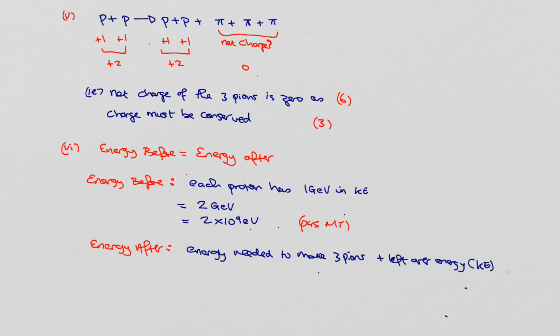So what we're looking for in this question is the combined kinetic energy of the particles after the collision. So we're looking for this leftover energy. Basically all we have to do then is take the energy before minus the energy needed to make the 3 pions, and the difference between the two must be the kinetic energy. So let's look at how we're going to find the energy to make the 3 pions.